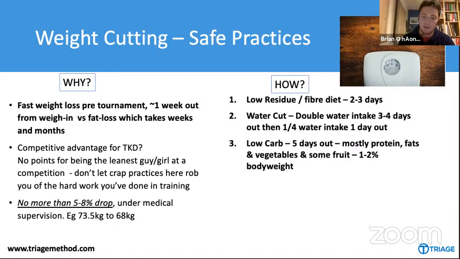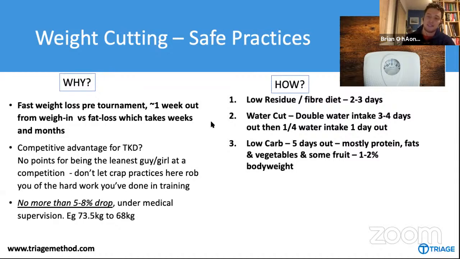You might have to look up a list for what those are, but if you just Google low residue diet, you'll find it. Basically, it means taking the skins off vegetables, not having vegetables or fruit that have seeds. So if you're to eat an apple, you'd probably peel it, and you can have some spinach. Asparagus tips and mushrooms are low residue. But yeah, you're going to be mostly having protein and fats.